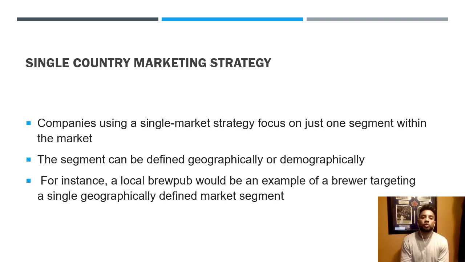For instance, a local brew pub would be an example of a brewer targeting a single geographically defined market segment. Let's say you have a local brewery just down the street from you. They're going to be trying to target the locals. They want the locals to drink their stuff because it's local. You've got Ajax, or Brampton beer, or Mississauga malt, whatever it is. People are like, oh, this is brewed within our city. So that's what their marketing strategy is going to be, just for locally.